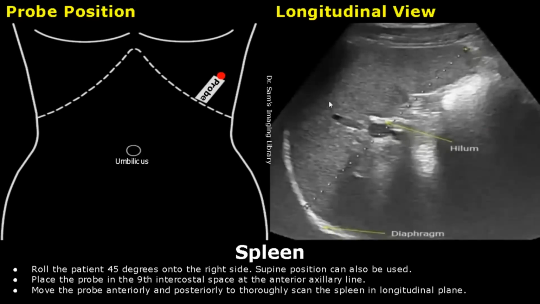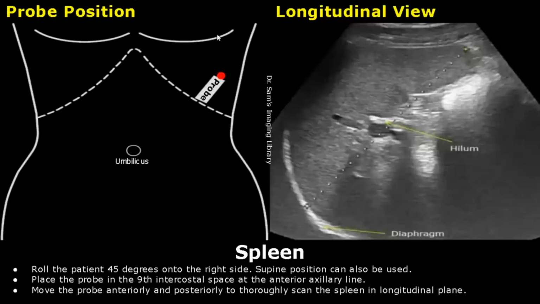For scanning the spleen, roll the patient 45 degrees onto the right side. A supine position can also be used. Then place the probe in the 9th intercostal space at the anterior axillary line.